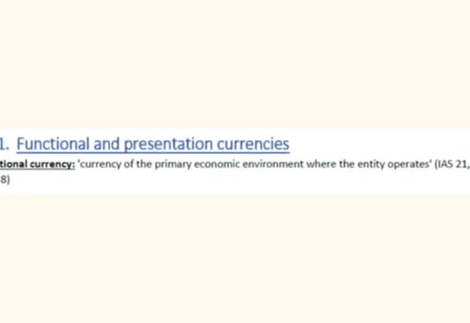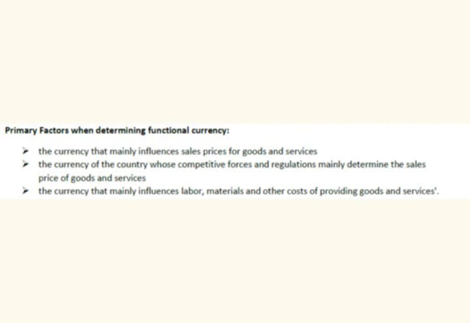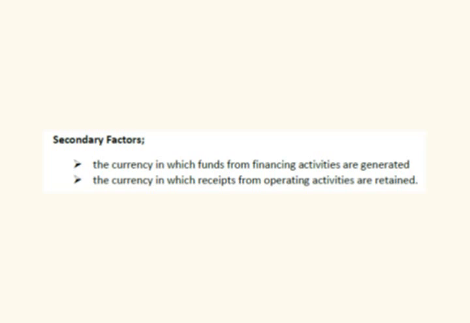Primary factors when determining functional currency: the currency that mainly influences sales prices for goods and services; the currency of the country whose competitive forces and regulations mainly determine the sales price of goods and services; and the currency that mainly influences labor, materials, and other costs of providing goods and services. Secondary factors: the currency in which funds from financing activities are generated, and the currency in which receipts from operating activities are retained.